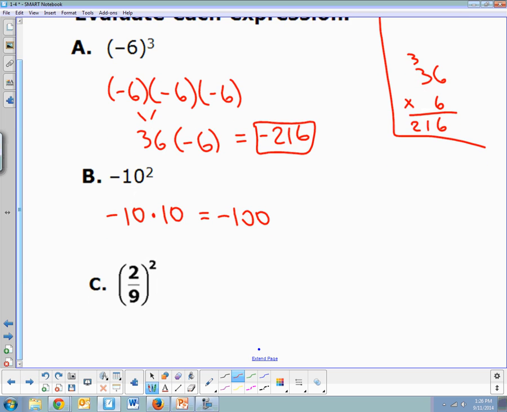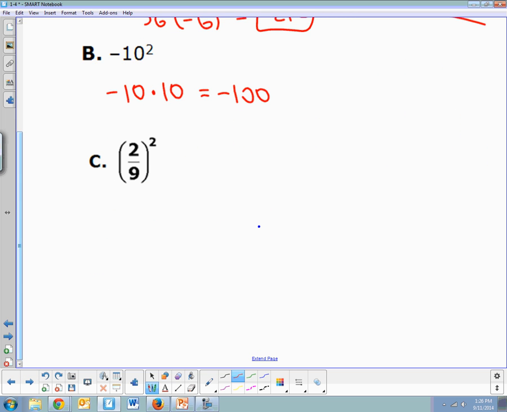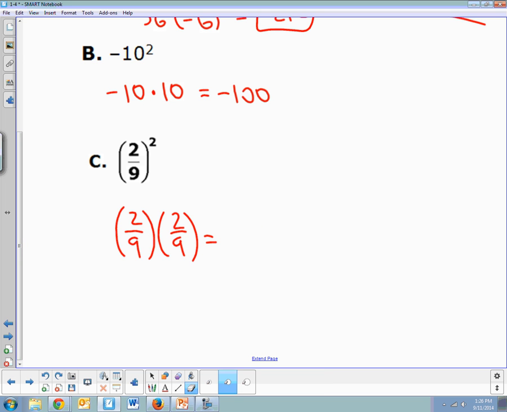Last one here, fractions. Fractions look mean. They look hard. Oh my gosh, it's 2 ninths squared. What do I do? If we expand it, 2 ninths times 2 ninths. Well, we've done multiplying with fractions already this year. And so multiplying with fractions, we multiply the numerators.